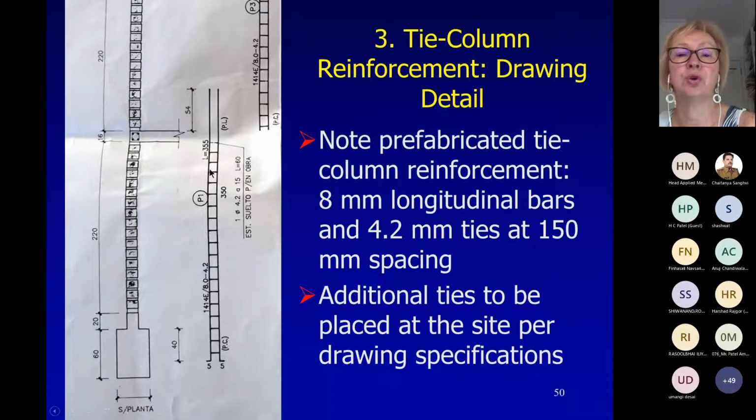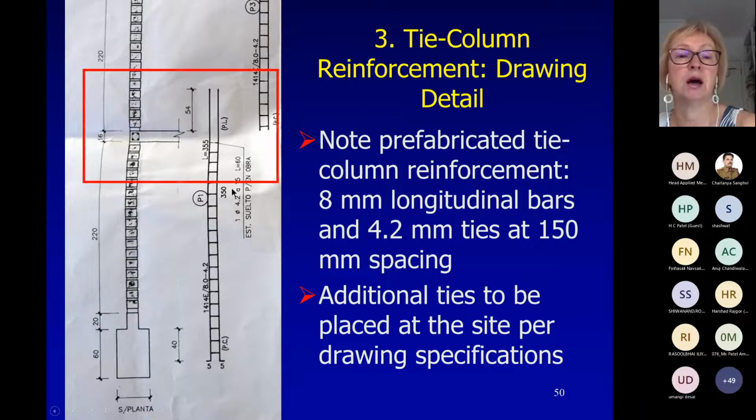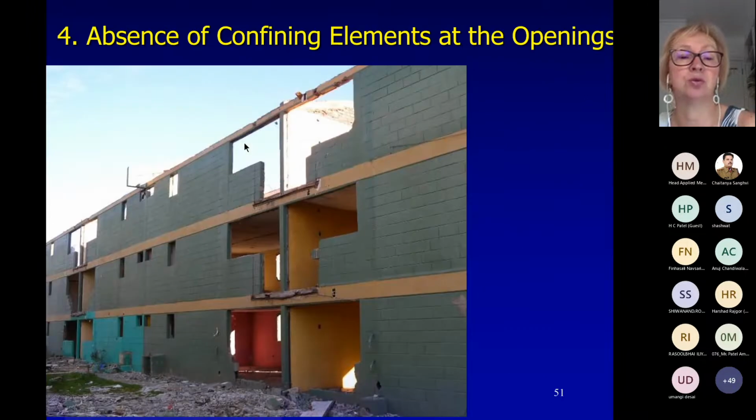These are again some details of drawings. The details of these are prefabricated, specified on the drawings to have prefabricated cages with 8mm bars, and so this seems to be typical prefabrication, 8mm bars and 4.2mm ties. So this is a note smaller size than what is recommended for India in the code, but they permit that. The spacing is though 15 centimeters as opposed to 20 centimeters in India. Additional ties are placed at the site to do that.